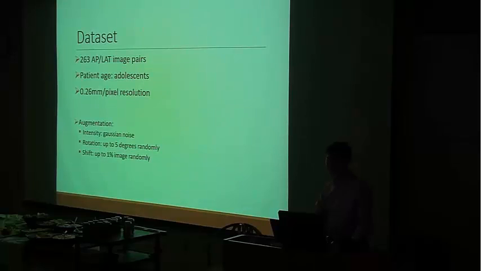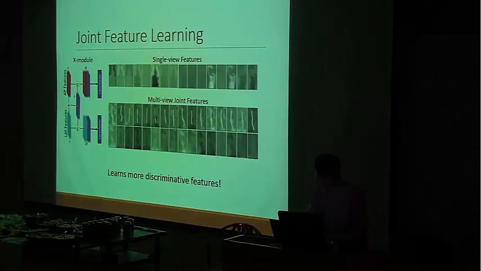And for this work, the data set we use is 263 AP and lateral image pairs. And again, for the image augmentation, we introduce intensity variance as well as rotation variance, and finally some shift variance to the images during training.